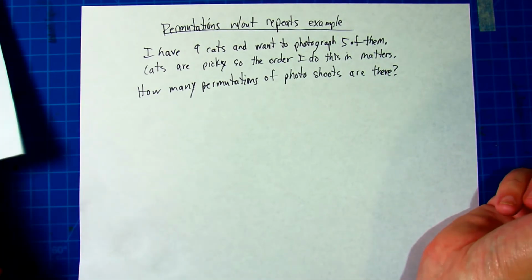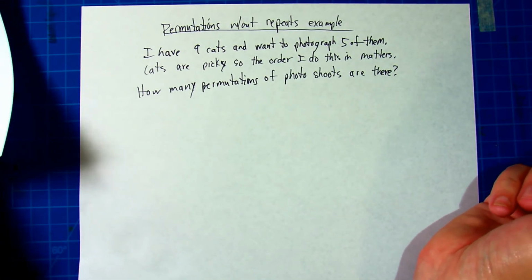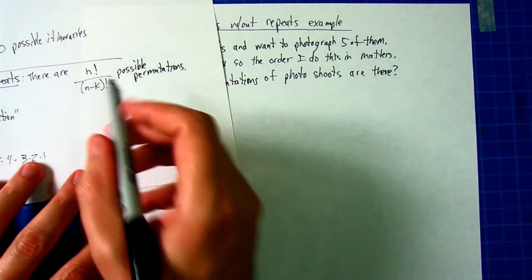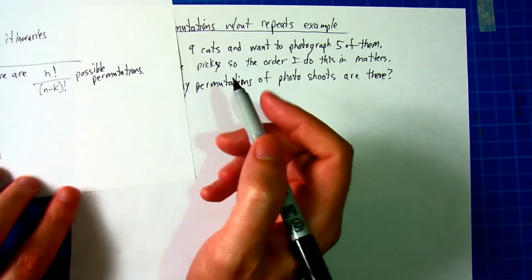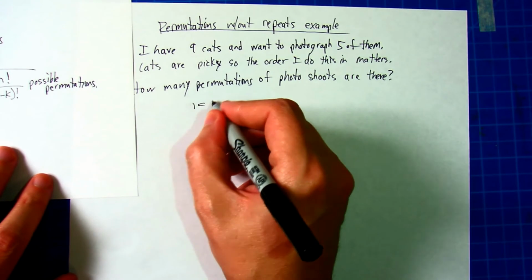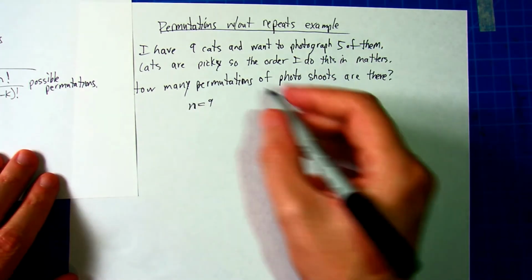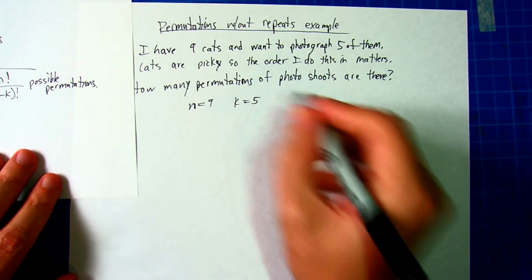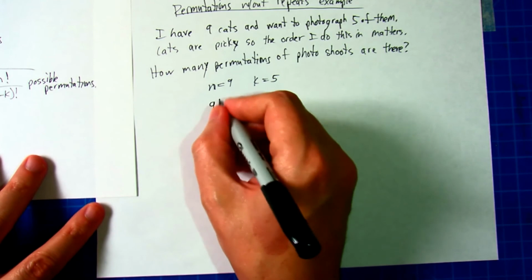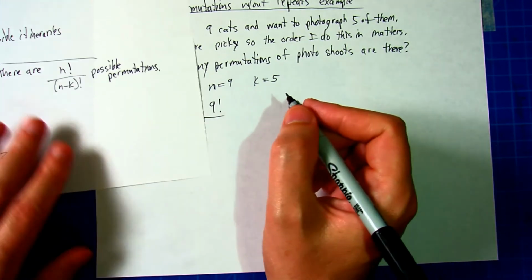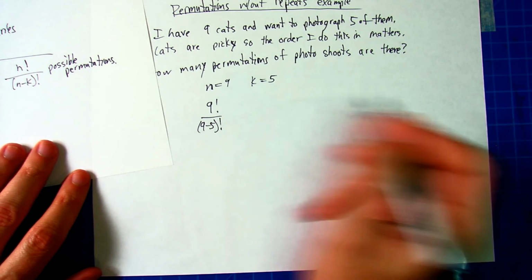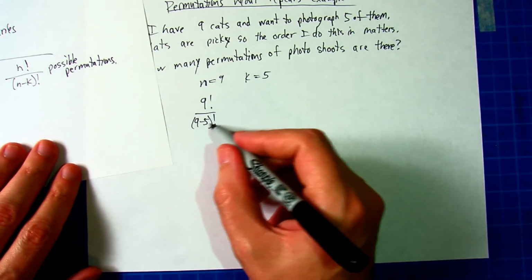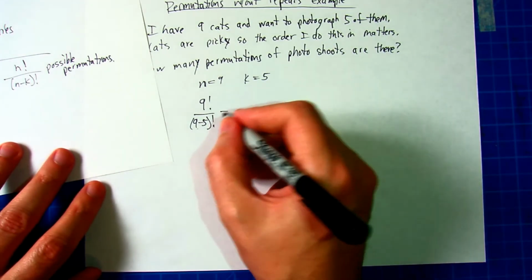This is not as complicated as it sounds if you just use the formula directly. I come back here, n factorial over n minus k factorial. I say here n is 9. I have 5 as k. So I just put these in the formula. 9 factorial over 9 minus 5 factorial. Notice this factorial is after the subtraction. I have to subtract first and then use it.